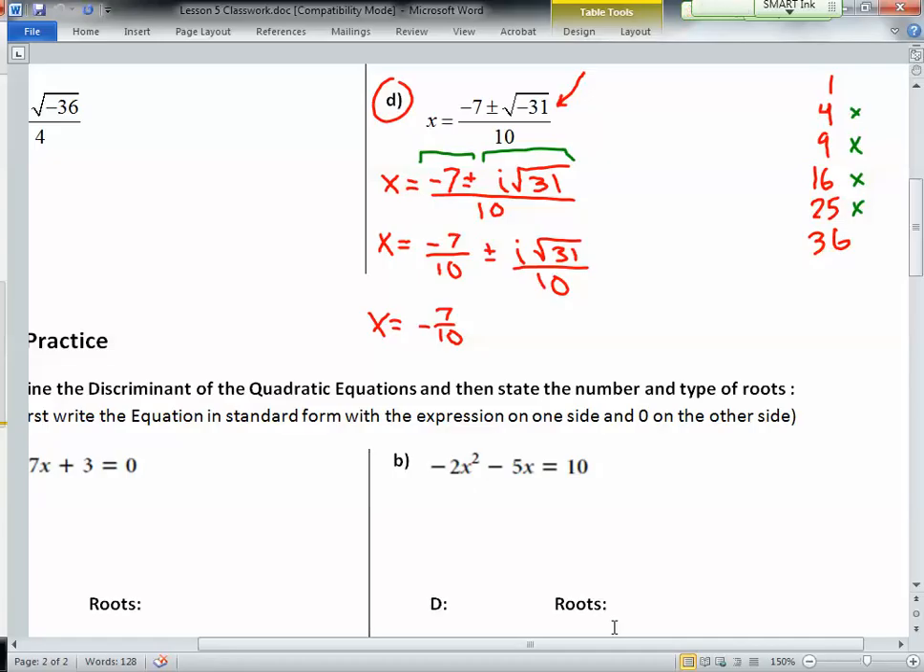And I'm going to treat this plus or minus, I'm going to break it down here into two separate ones. So my first one will be a plus, my second one will be a minus. So my first one is -7/10 plus i times the square root of 31 divided by 10. And again, since this was a plus or a minus, now I'm going to do the minus. So, comma, or x equals -7 over 10 minus i times the square root of 31 over 10.